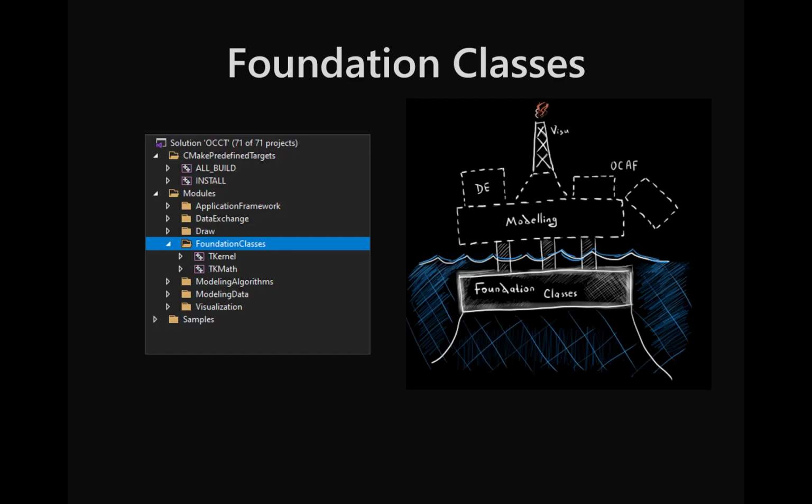Foundation classes. Let's speak a bit about foundation classes, and here actually we have a snippet from Visual Studio, and here we see that foundation classes is basically just a couple of libraries. One of them is TKernel and another is TKMath. Foundation classes is a real backbone of the library, and all other functionality of OpenCascade builds upon foundation classes. Then we have modeling, data exchange, visualization, and OCAF.